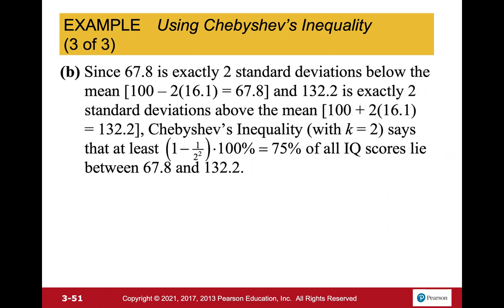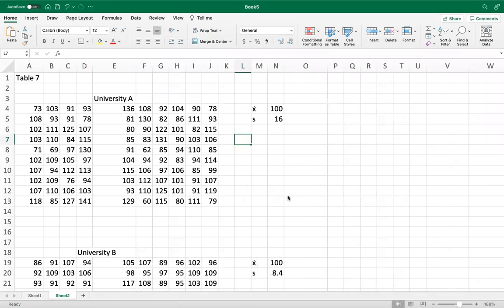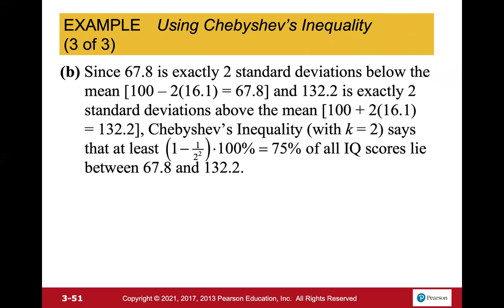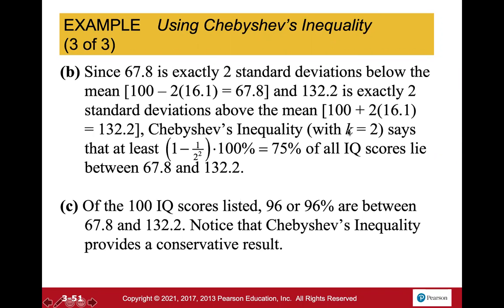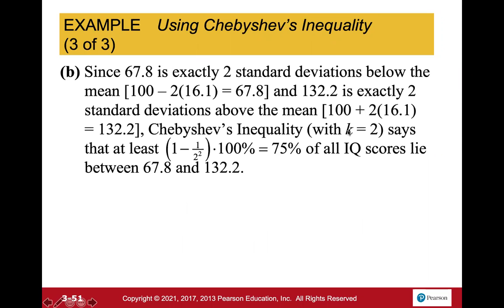And now question B, using that same data. So since 67.8 is exactly 2 standard deviations below the mean, they kind of use the same way that we saw over here, that we drew our picture. They use that same sort of thing. Since that's exactly 2 standard deviations below the mean, 132 is exactly 2 standard deviations above the mean. They looked at Chebyshev's inequality, and this time that's 2 standard deviations, so they use this here.